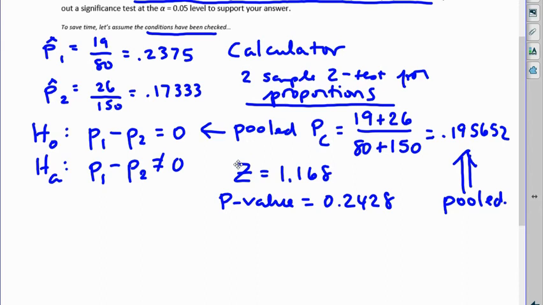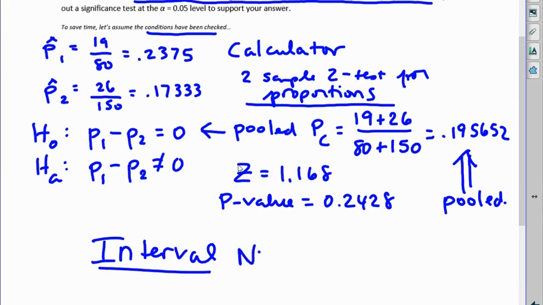Because I'm doing a two-tailed test, I could, if I wanted to, just to check what the calculator can do for an interval, I would be doing a 2 proportion z interval, and that would be not pooled. If you are doing an interval, you do not pool because it's not based on everybody being the same. It's based on each group individually.